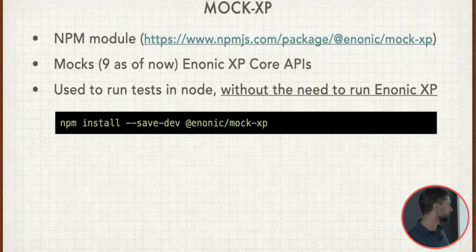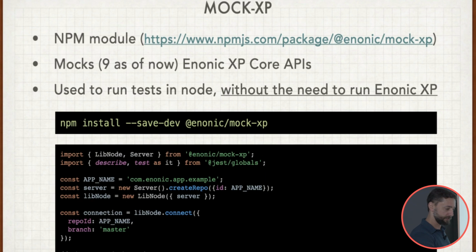And you install it like this, as always, and then this is a simple example of how you use it. So here we import libnode. We are all familiar with what libnode is, and something called server. So a server is a mocked XP instance, basically. So here we say, okay, new server, and create a repo with the given name.